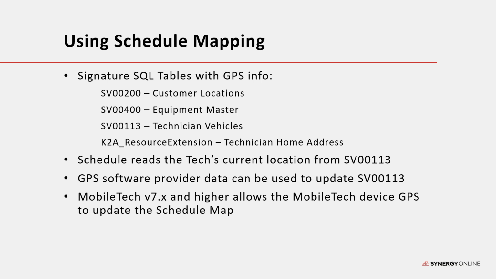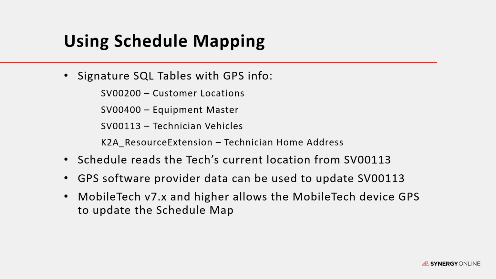The next table would be our technician vehicles table. That's the 113. And then the schedule is storing the technician's home address in the resource extension table. And we'll talk about that in a few minutes as well.